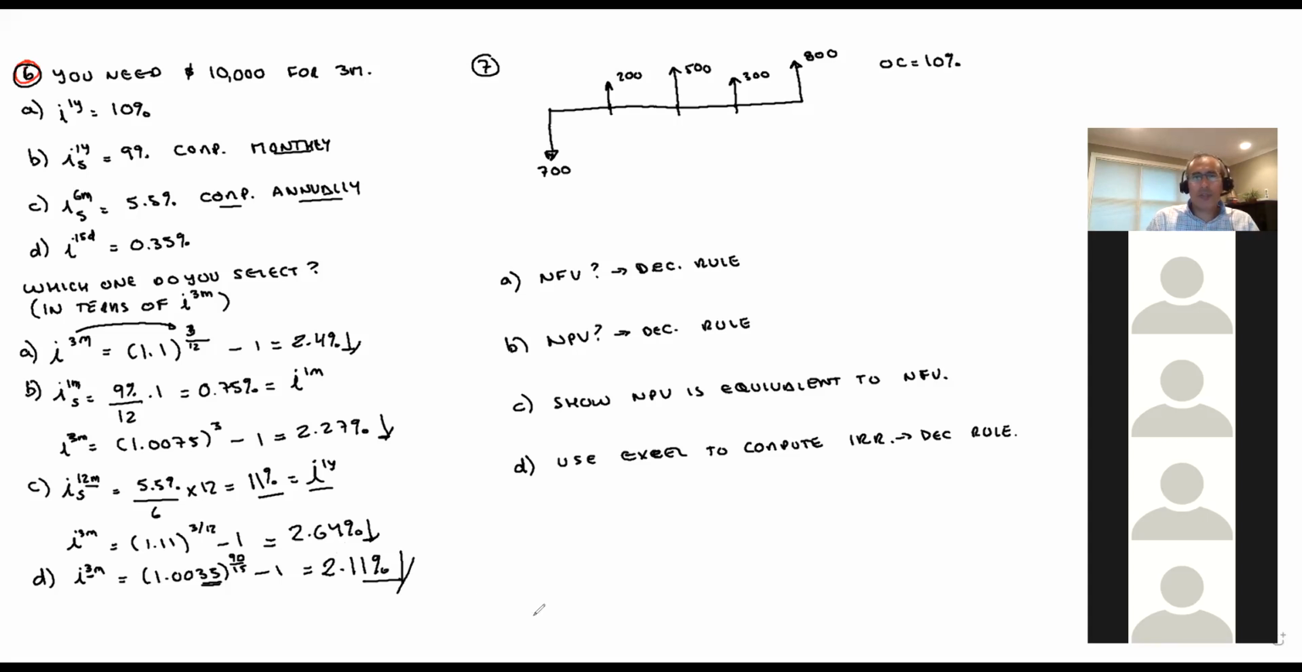Perfect. Yes. So which one is the best one for you guys? Which one is the cheapest for you? 2.4, 2.27, 2.64, 2.11. Obviously, this number here, right? Guys, make sense? So basically, if you are looking for the cheapest loan, you're going to go with loan number D. Understood? Guys, it's clear? Yeah.